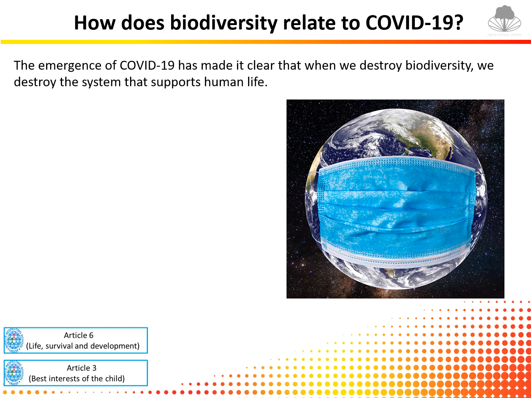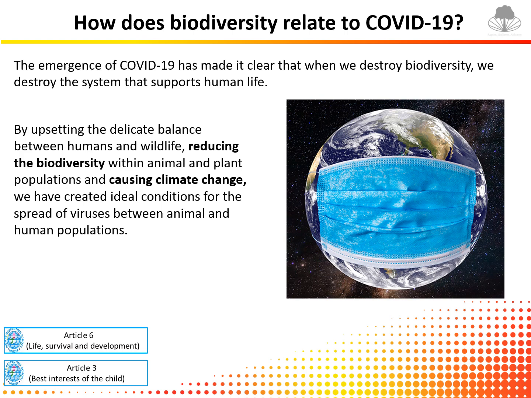Now, unfortunately, over the last few months, it's become very clear that as we destroy biodiversity, as we eliminate species of plants and animals, as we destroy the ecosystems that they inhabit, we are also destroying the system that actually supports human life. There is a very, very delicate balance between humans and nature. And as humans, we have been reducing the biodiversity. We've been leading animal and plant species to extinction, and we have also, as we all know, contributed very dramatically towards climate change. Now, these human effects, unfortunately, have allowed us to create ideal conditions for the spread of viruses between animal and human populations.